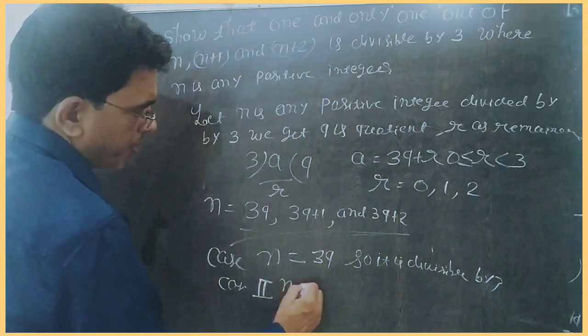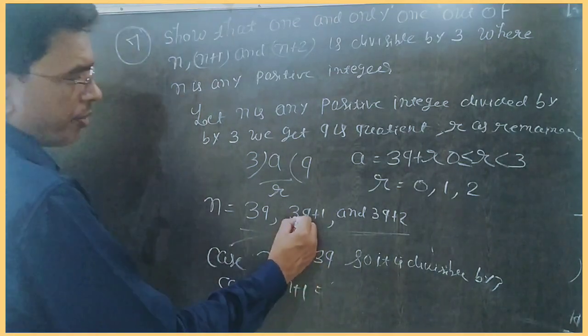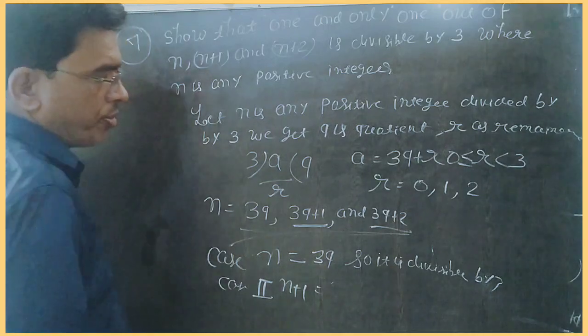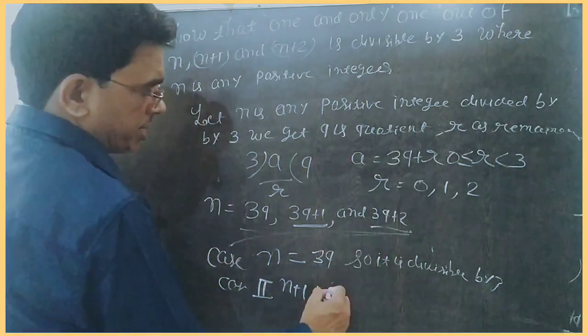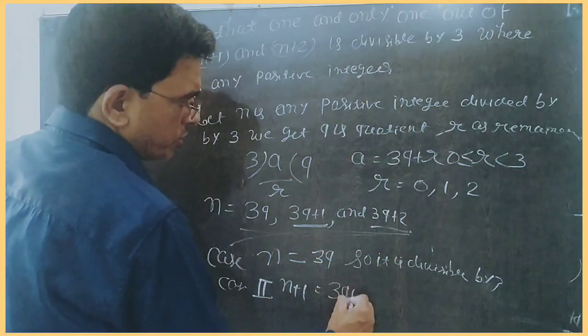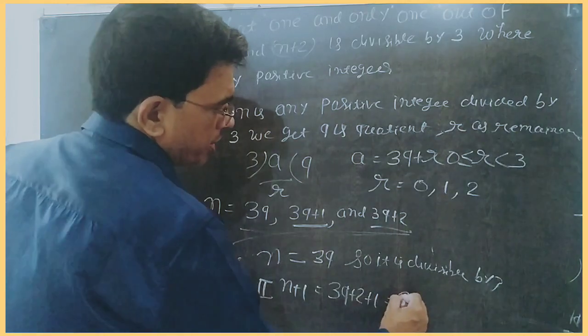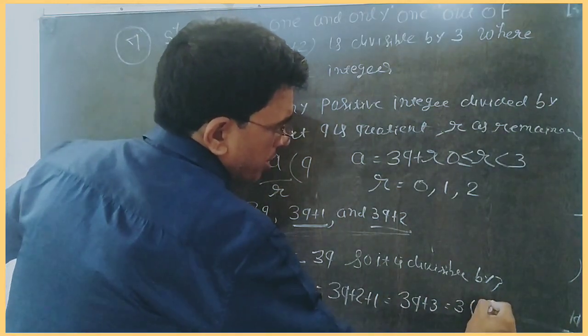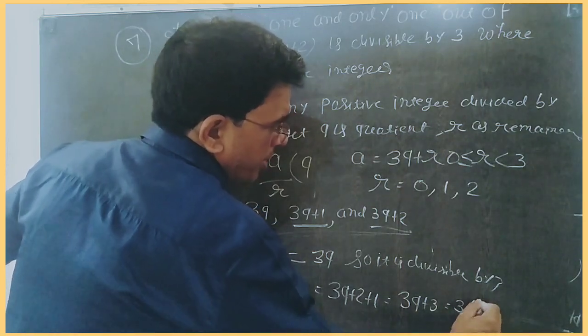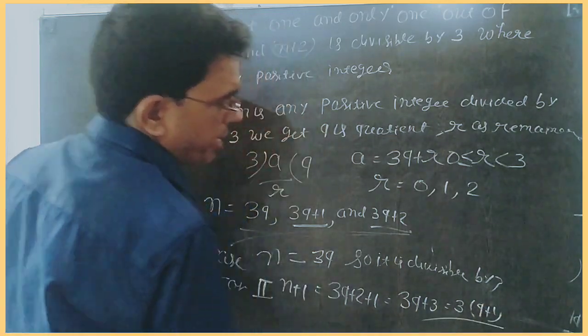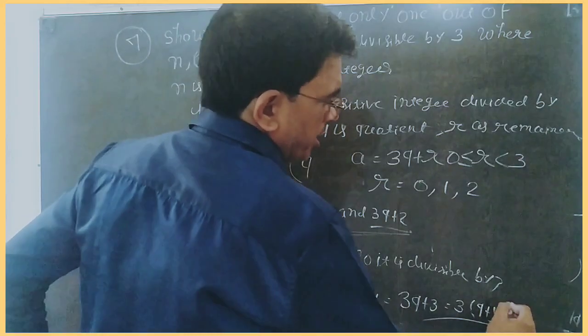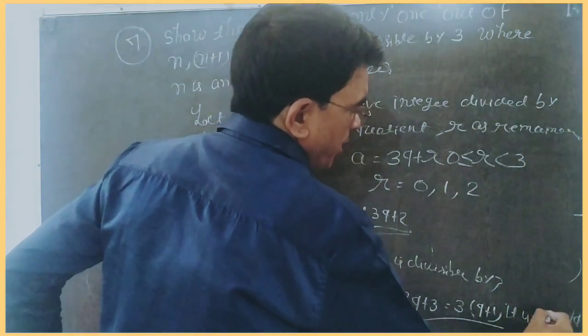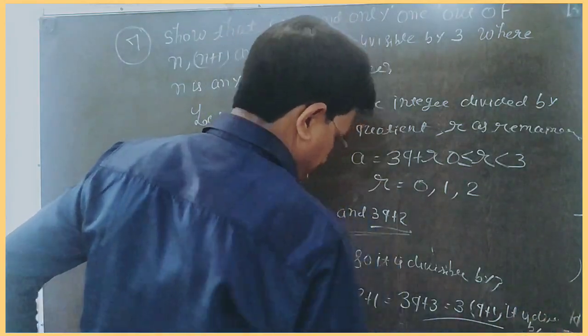Case second, now n plus 1. So what you write here? In this option you have 2 only. So I think you write this: it is 3q plus 2 and plus 1. That is 3q plus 3. Then 3 is common. Then it is 3 into q plus 1. So it is clear it is divisible by 3. So we write it is divisible by 3.